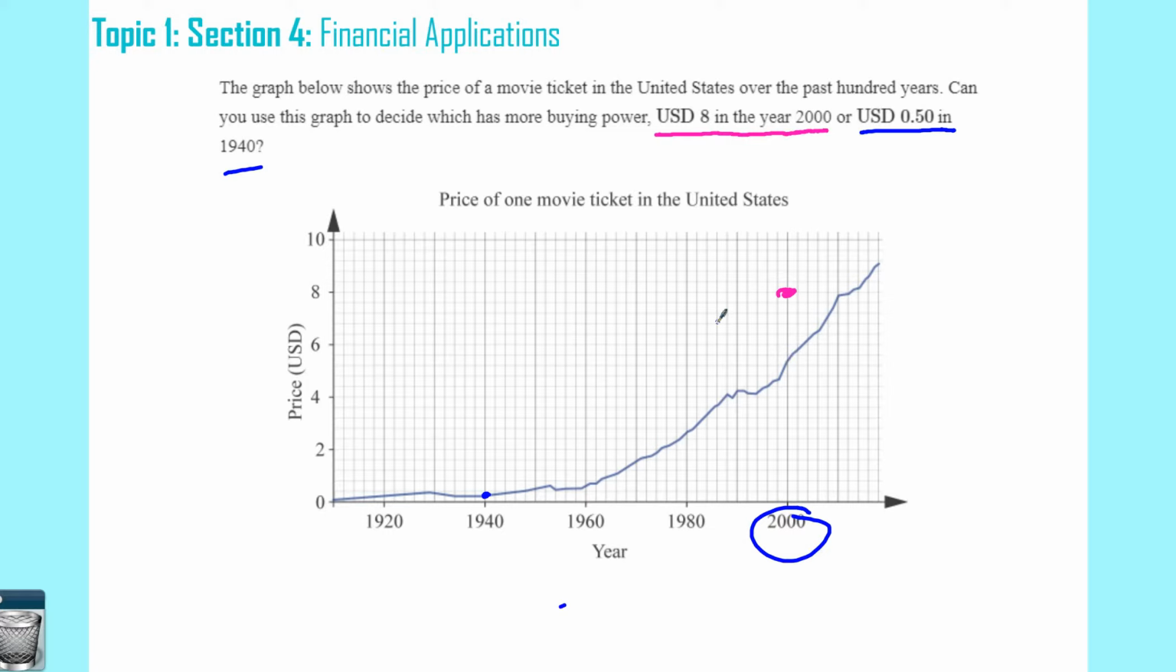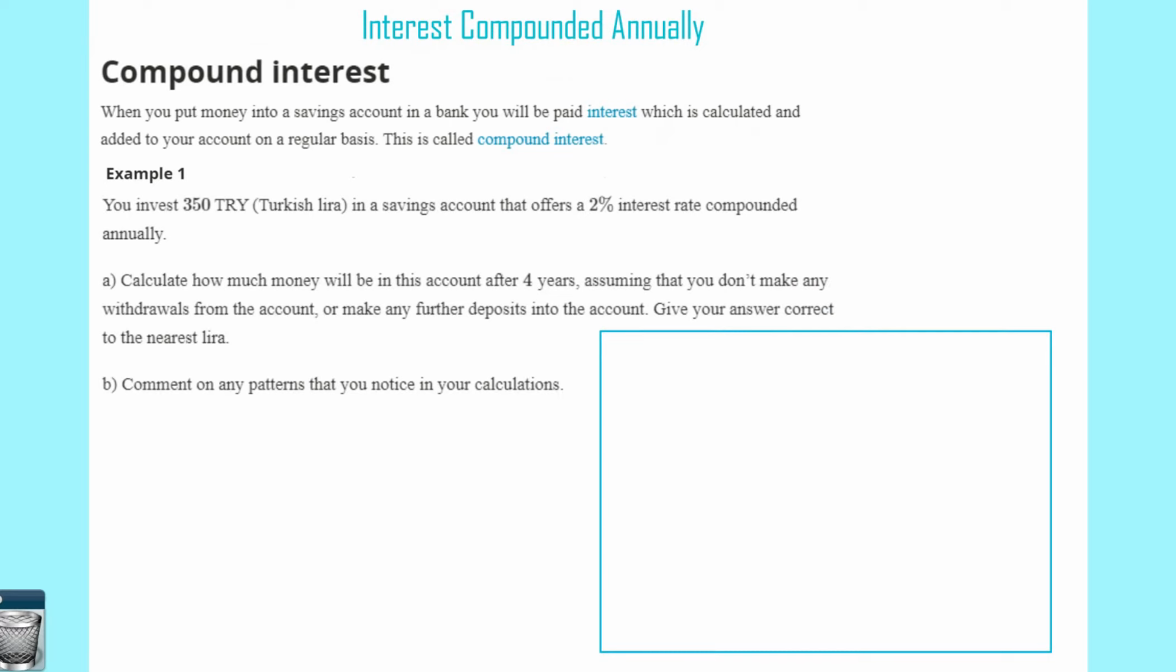So the whole idea with this lesson is talking about how money changes over time. The value of the dollar changes, and we're going to talk about how we can adjust for that with math, of course. First, we want to talk about compound interest. When you put money into an account, you get interest. You will be paid a certain amount every so often, and that's called compound interest.